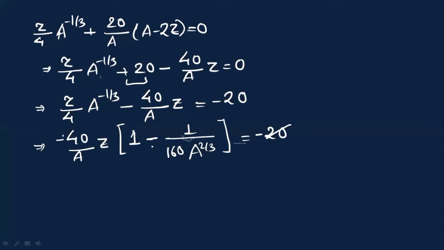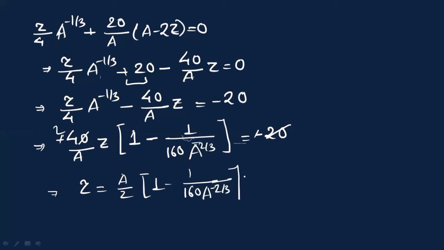Minus 20. Now you see this 20 will cancel 2 times. Minus and minus will also cancel, and you will have here what? Z will be equals to what? I am taking this a by 2 to the right hand side. So it will become a by 2. And this entire term will become 1 minus 1 by 160, a to the power minus 2 by 3 is there. Okay. To the power minus 1. Right. Because I have taken it to the right hand side. So the power will become negative.